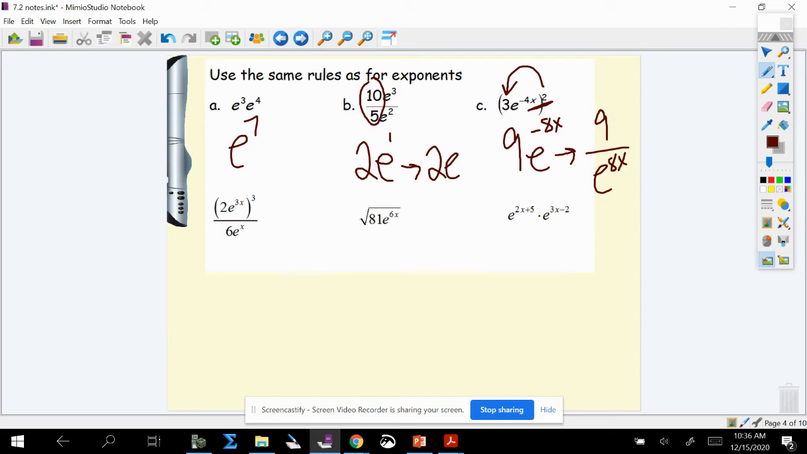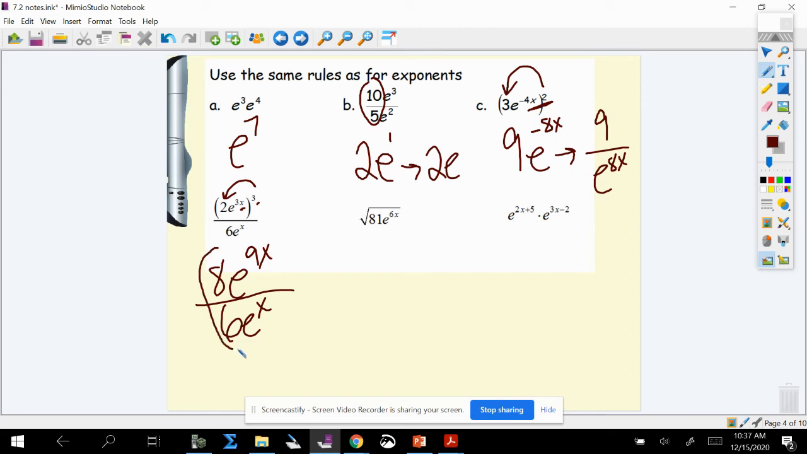For the first one in the bottom row, I'm going to first cube the 2. So 2 times 2 times 2, or you can use a calculator, it is 8. And then I'm going to multiply my exponents together, since I'm doing power to a power. So I get e to the 9x. Not going to do anything with the bottom right away, because there was nothing additional in the denominator.